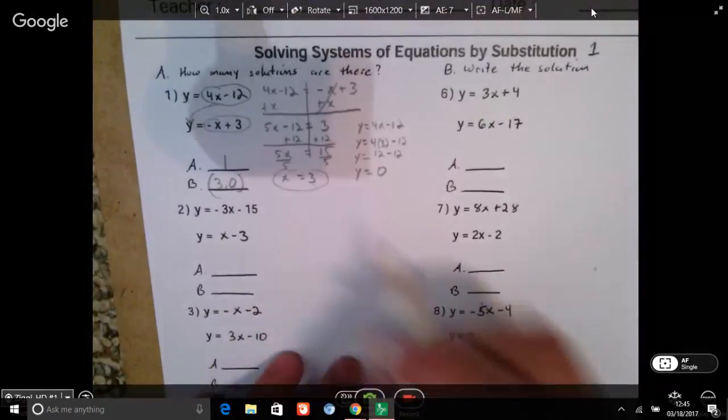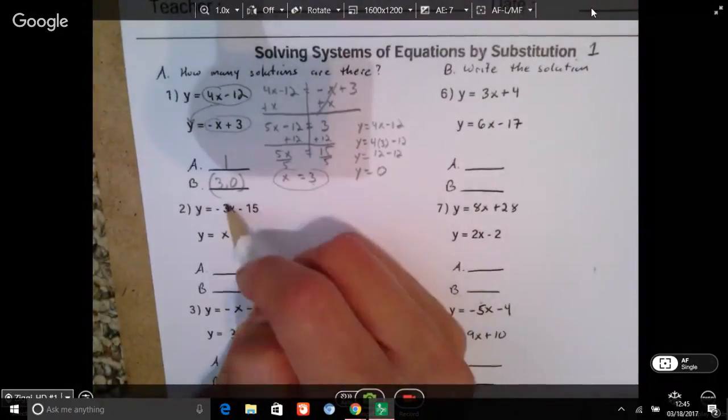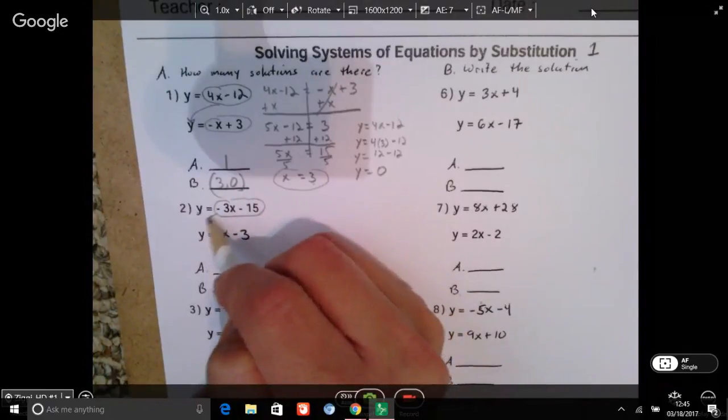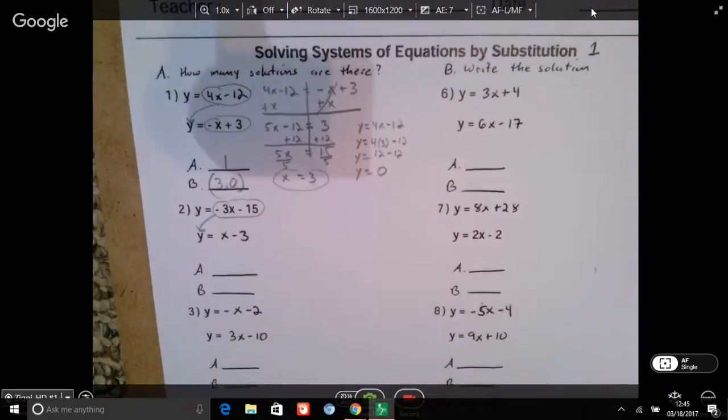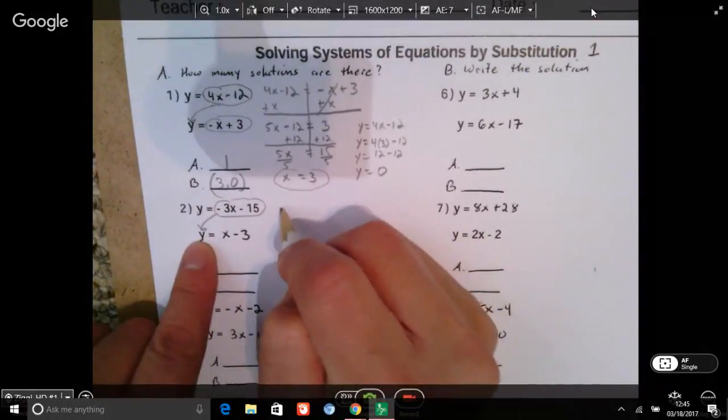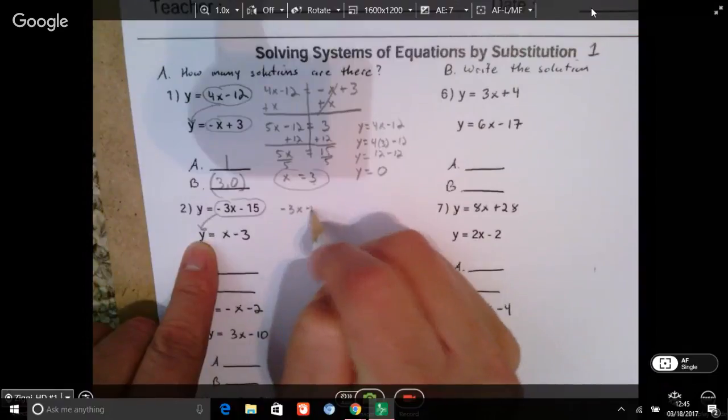Get the shadow out of the way there. So go back and plug in y equals this. So I'm going to take out this y and put in -3x minus 15. Okay, so I'll do that. Take out that y and I'll put in -3x minus 15.